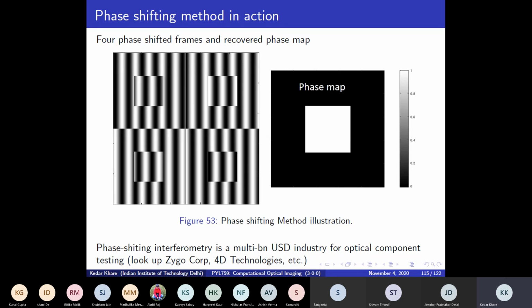So anytime you buy a mirror or a lens or any face plate or things like that, generally before selling it to you, a company which manufactures it has to actually make sure that the part is made to specification. So phase shifting interferometry is routinely used in large volumes in all optics facilities, and in optics companies which manufacture optical components.